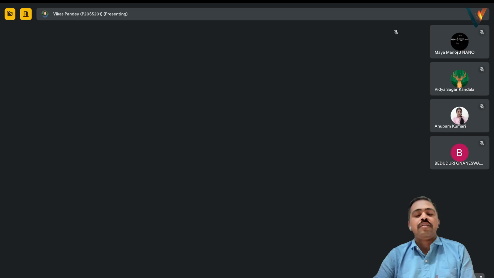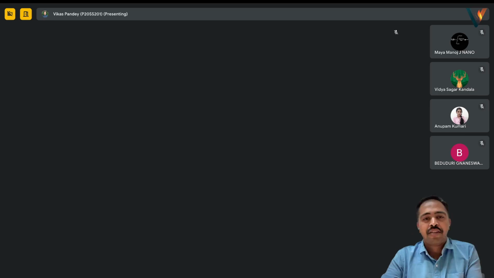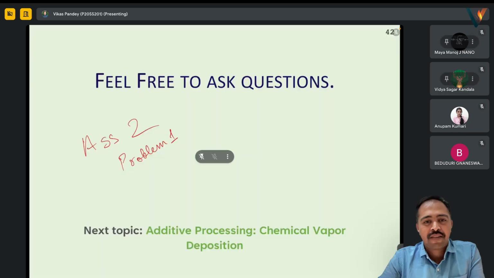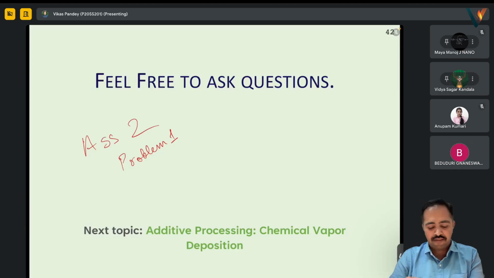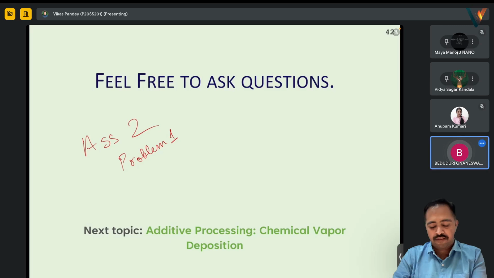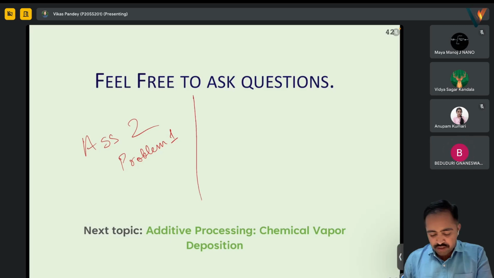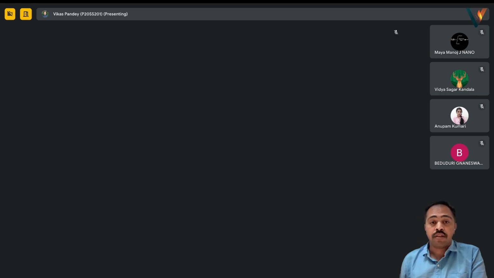What is the formula for diffusion depth? Square root of D into t. So, can I draw here? Yeah. So let's say x equals under root Dt. X is the diffusion depth, D is the diffusion coefficient, and t is the time. Fine.